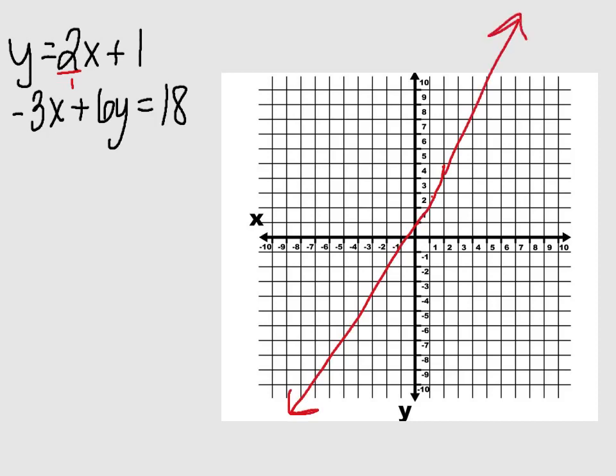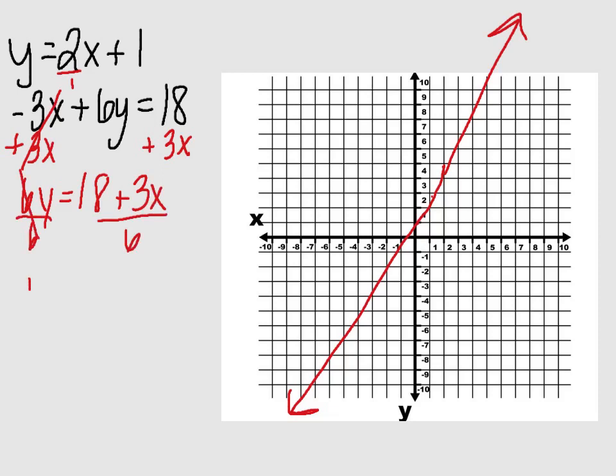Now looking at that second equation, I recognize that that is in standard form, so I need to solve for y. In order to do that, I'm going to add 3x to both sides. My 3x's cancel and I'm left with 6y equals. Now remember, I cannot combine something with an x and something without, so it stays as 18 plus 3x. My final step is to divide by 6. 18 divided by 6 is 3, and 3 divided by 6 I get a decimal, so I leave it as the fraction.